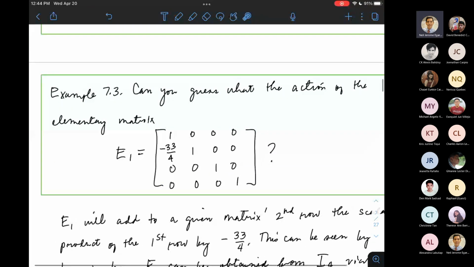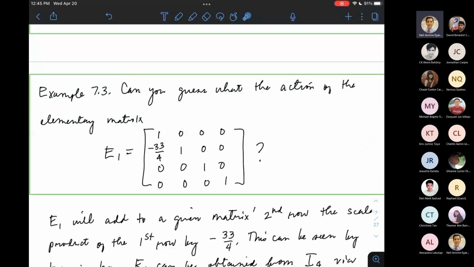Sabi na nga ba, hindi ko matatapos tong module 7 today. Okay, I hope it's okay.